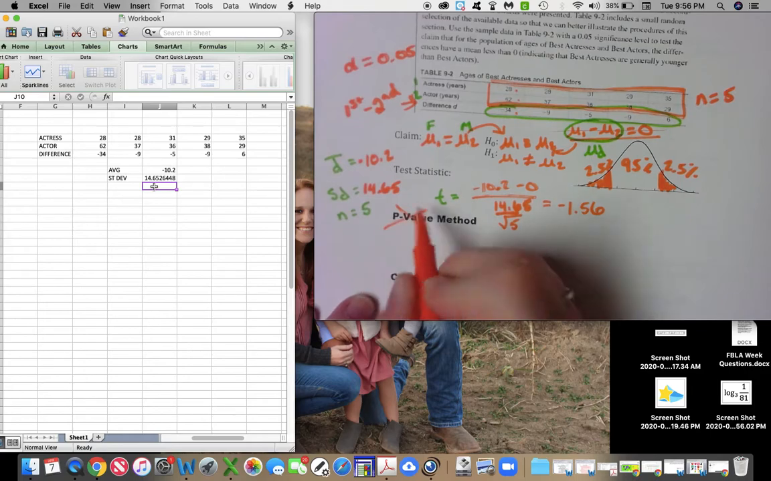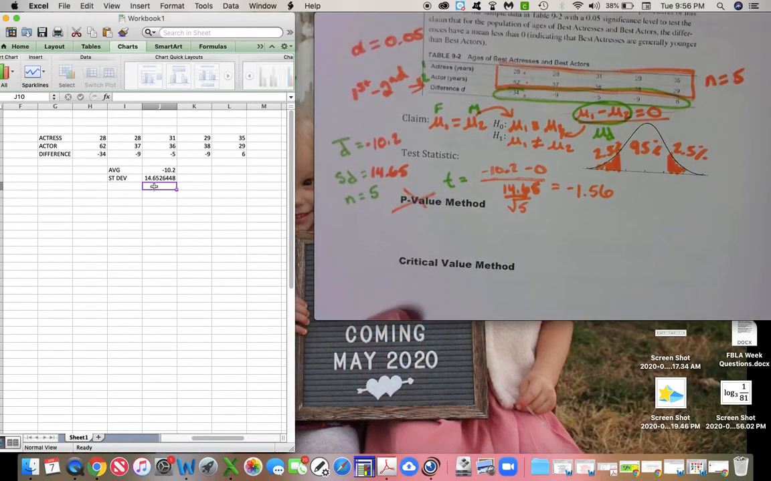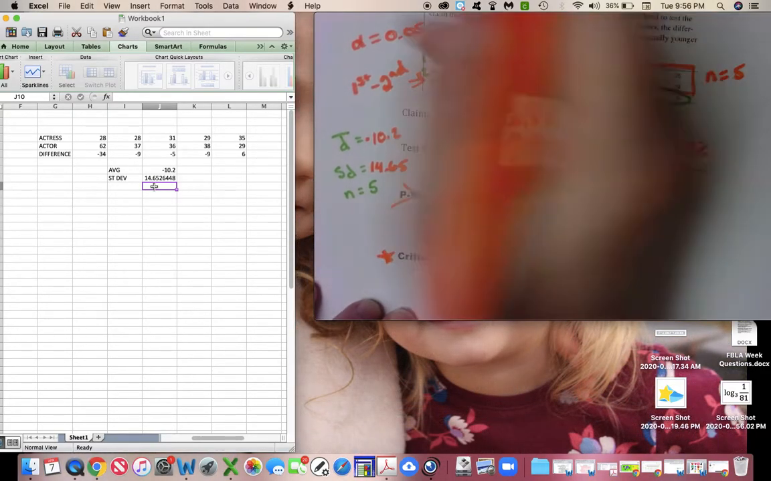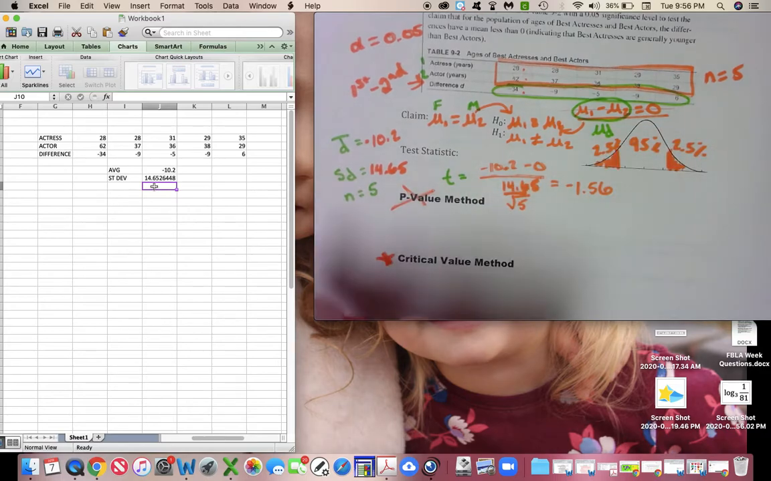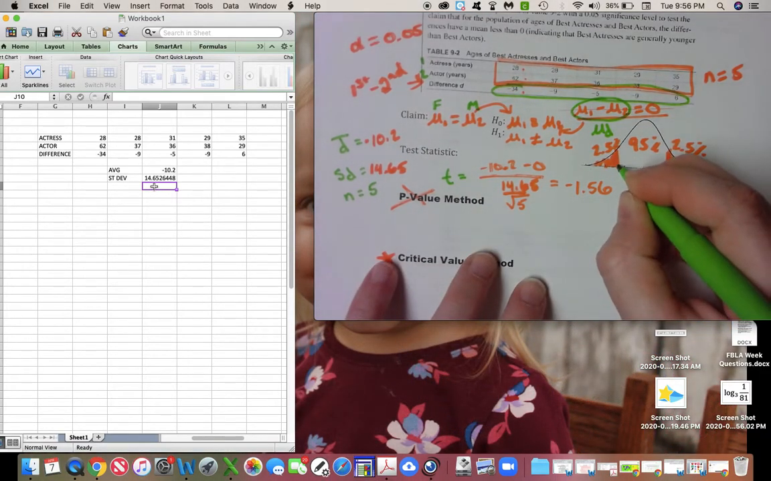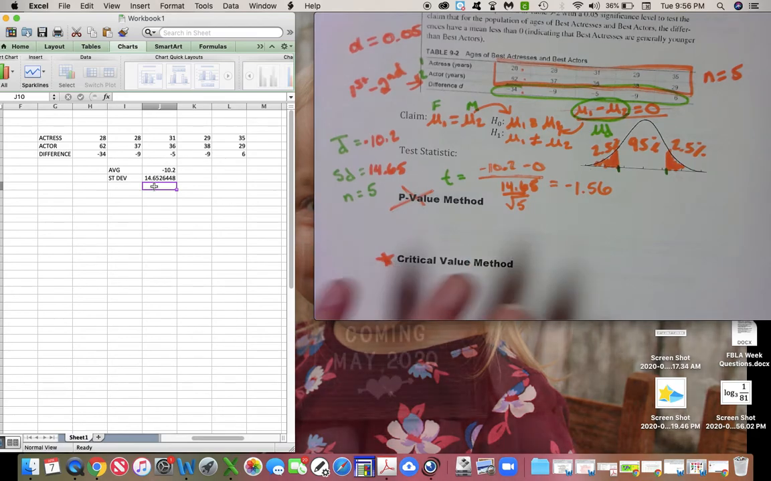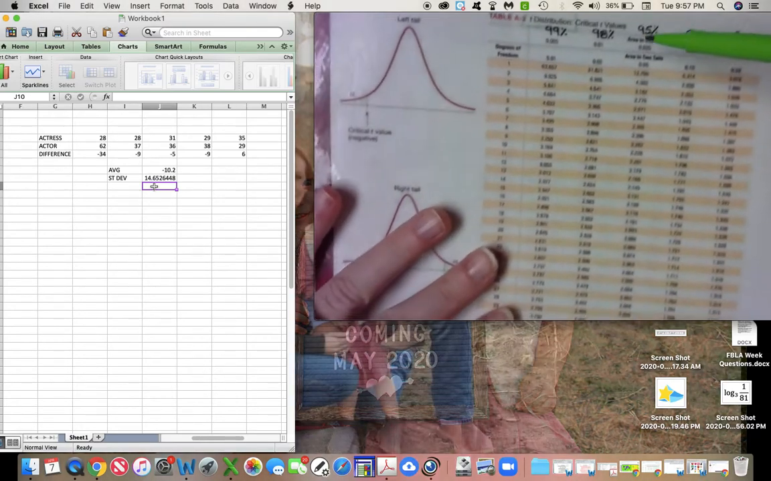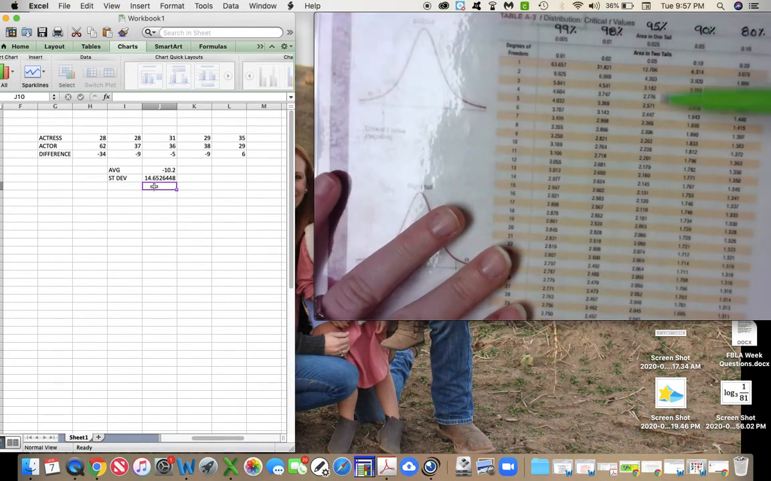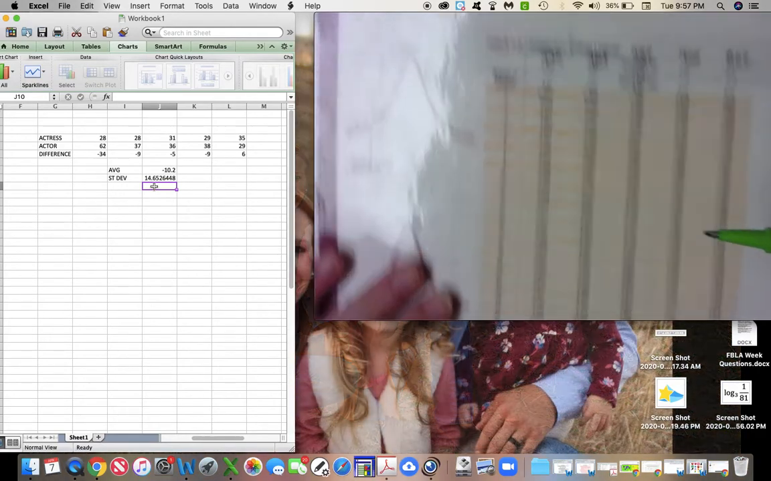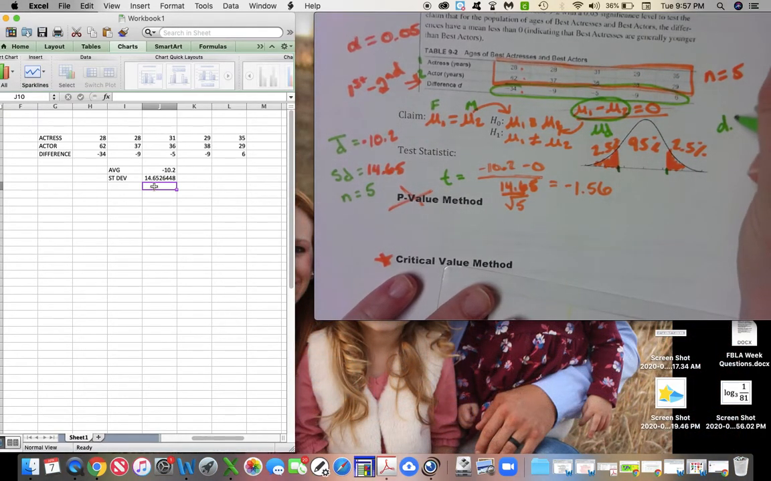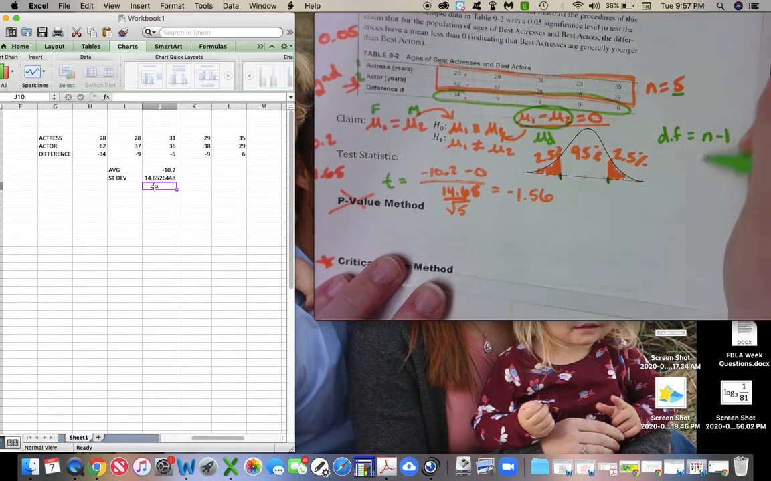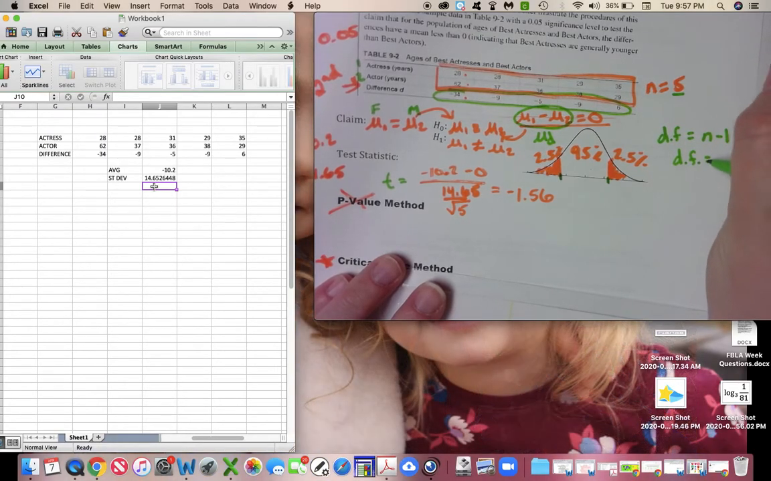I said p-value is not as easy to do with means just because of the way that the table is set up. So we're going to go ahead and do the critical value method every time we do a mean. And so what I'm wanting to look for is where these two cutoff numbers are with a 95%. So I get my t-chart out because this is the one you're using every time. 95% is going to be this column right here, and then I need to figure out how many degrees of freedom I have. Degrees of freedom is still going to be n minus 1, and my n was 5, so I really only have 4 degrees of freedom here.